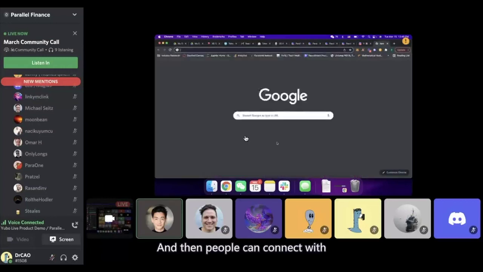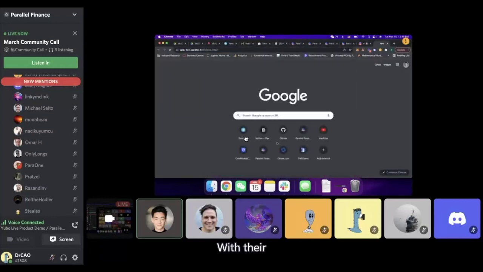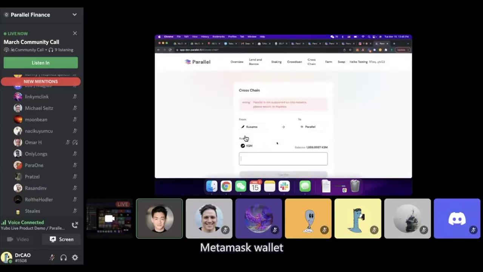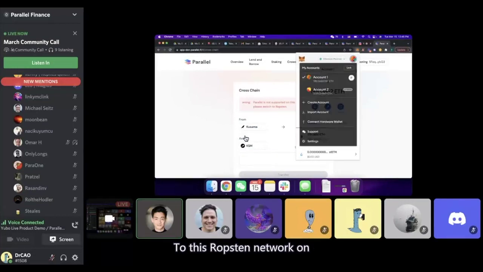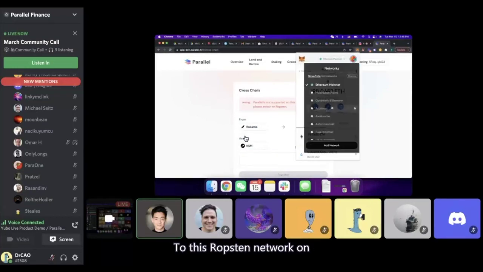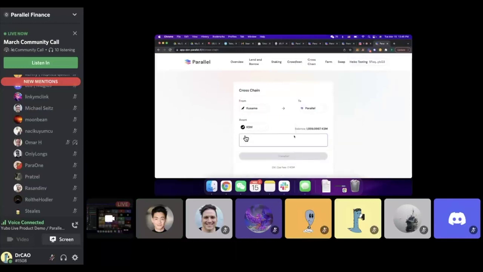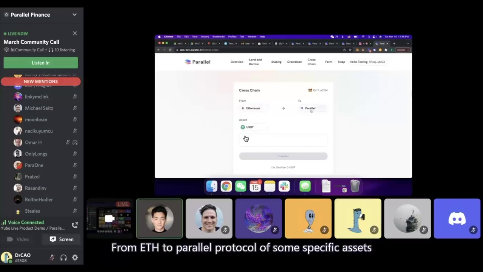And then people can connect with their MetaMask wallets. So basically, if you swap your wallet to this Raspberry network, this is a testnet, by the way. This is not a real network. This is actually a test network. Then you can actually transfer from ETH to Parallel protocol of some specific asset.